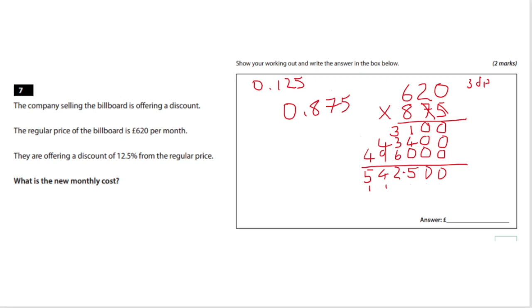So our answer will be, after a reduction of 12.5%, you are left with £542.5. So £542.50.